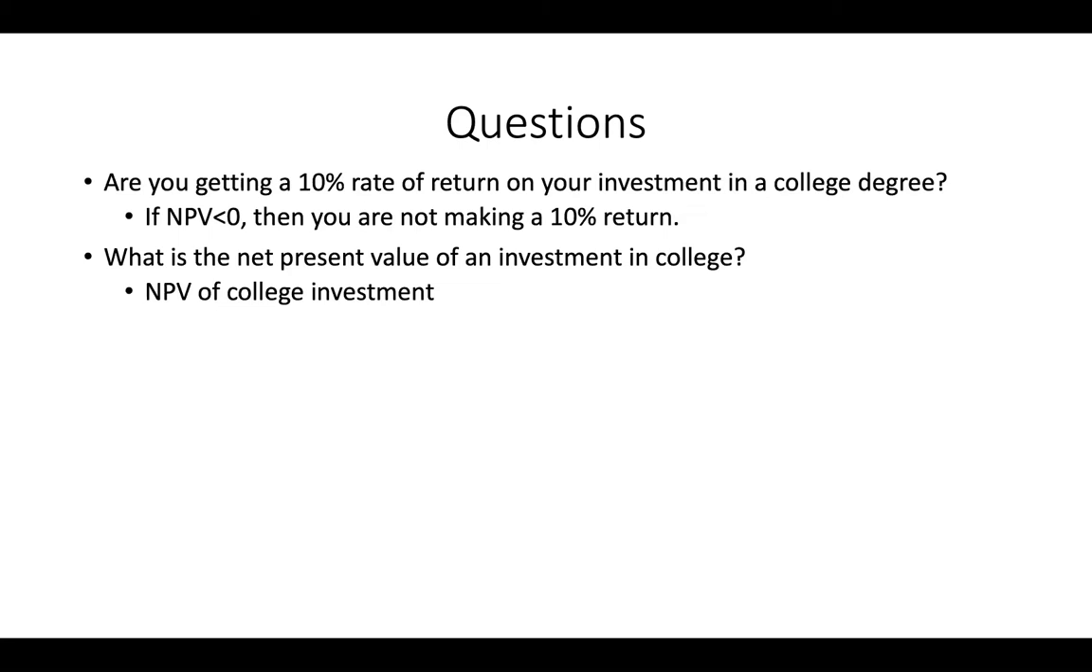And then it asks you, what is the net present value of an investment in college? And based on this information, you give them the NPV of that string of discounted benefits from year 0 to year 45 at 10% and add back in that initial $12,000 in tuition in year 0. And that will give you that NPV, and it will be a number. And again, if it's negative, it means you're making less than 10%.